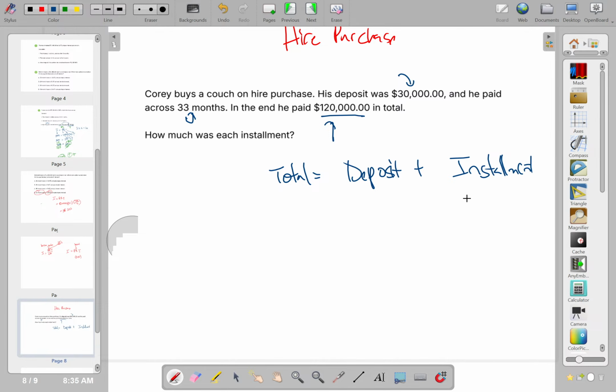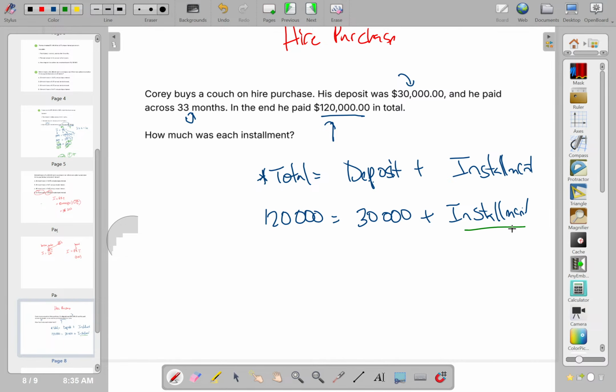Yeah. So then if the total is 120,000 and the deposit is 30,000, everybody for CXC, try and form an equation that you can solve for something. So make sure you understand where I got this from. The total that I'm going to pay must be the deposit plus how much I'm paying in the installments added up. So now I'll do some maths here.